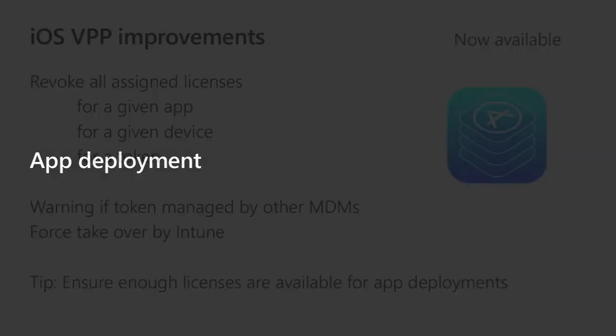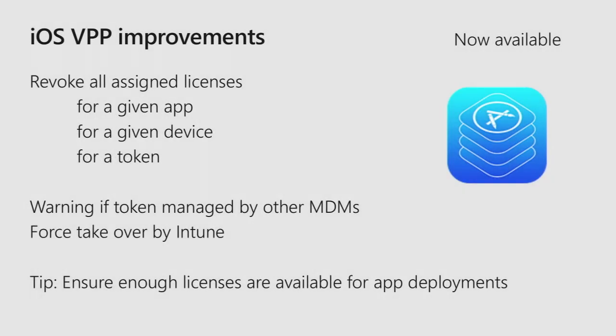So now we've talked enrollment, I'd like to discuss a little bit about what we've been doing in app deployment. Recently, we've introduced the ability to revoke all assigned licenses for an app, whether that's for an app, a device, or a token. This is really crucial in the case where you're using paid VPP licenses for apps, because you want to get the most out of those licenses, and users that shouldn't have access to these shouldn't be receiving these licenses.